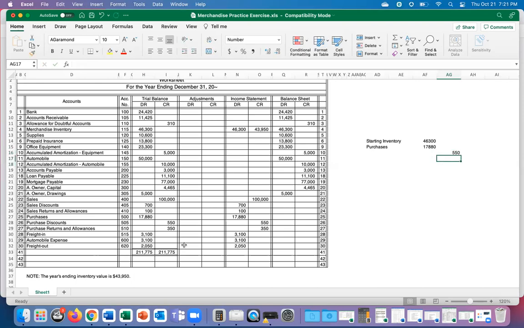And then the other thing is the purchase returns. So maybe we bought a bunch of sweatshirts and some of them had problems with them, or the stitching was bad, or whatever. We didn't like the color or something like that. So we returned $350 worth of sweatshirts. So that's also going to come out of that original purchases number.